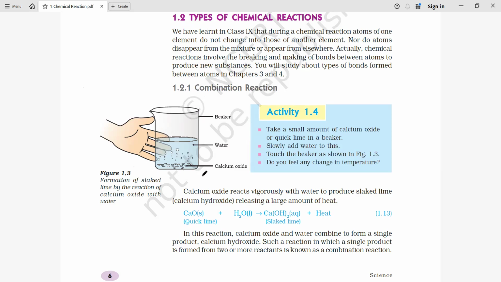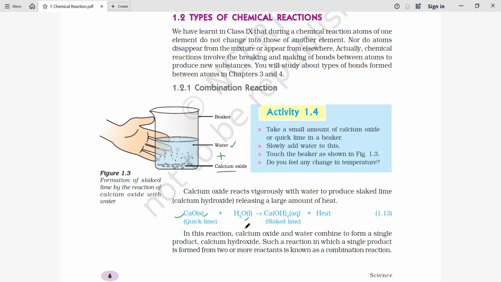Here, if you see the activity that is taken, calcium oxide is taken. That is also called quicklime, and this calcium oxide is going to react with water. So here, one of the reactants is calcium oxide, which is called quicklime, and another reactant is water, the normal water. That is calcium oxide in the solid state and water in the liquid state.